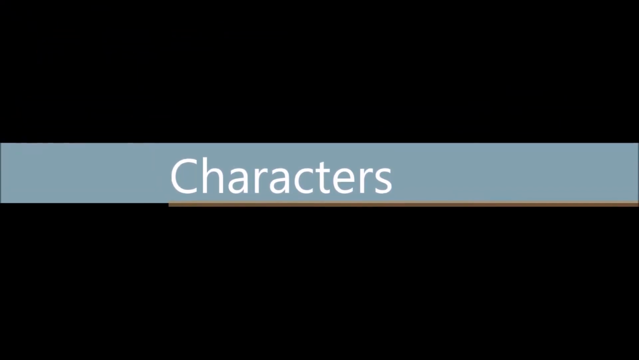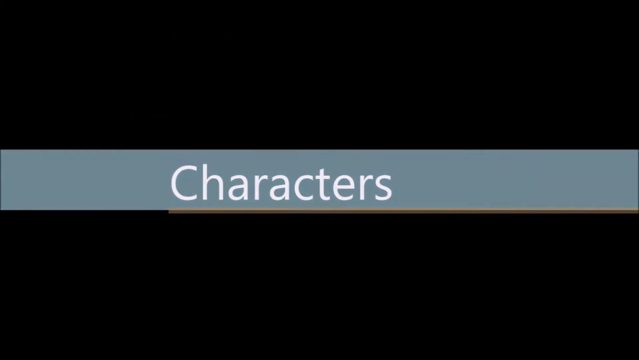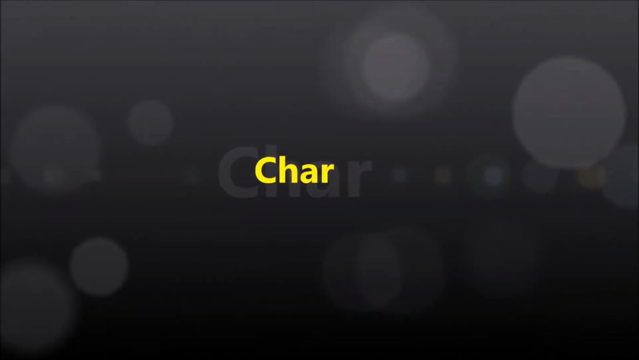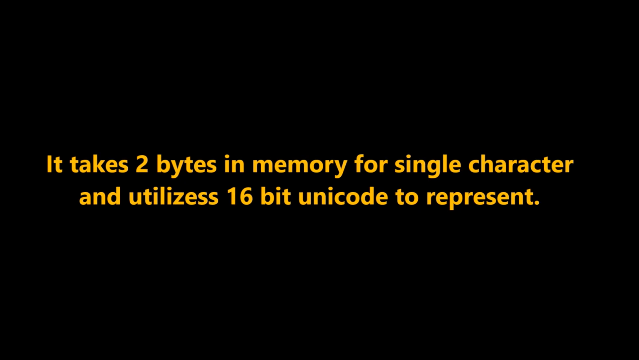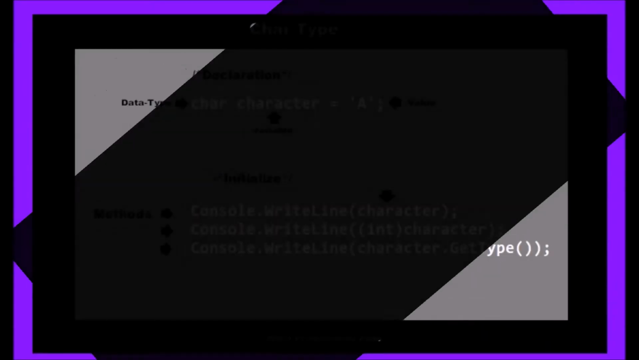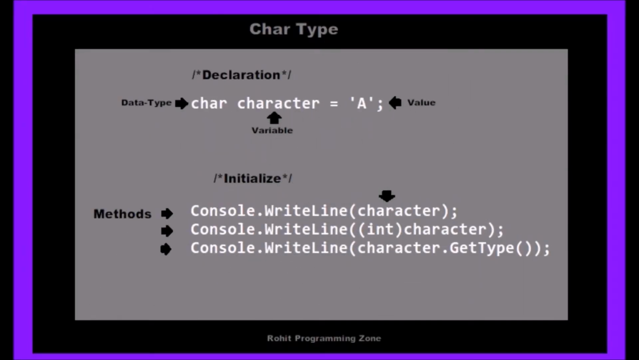Now we will see how we can deal with the characters in C#. To do so we have char data type in C#. Char type is used to hold single character like digit, letter, symbol, and so on. It takes 2 bytes in memory for single character and utilizes 16-bit Unicode to represent. So let's see how we can assign char value and type in C# programming.